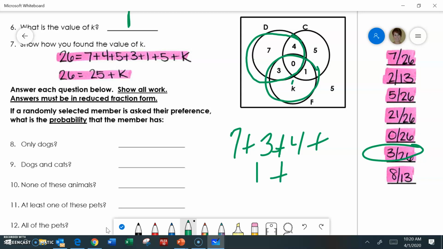and then obviously K we found earlier was 1. So that's 10, that's 14, that's 16. So that would be 16 out of 26. And then that reduces to 8/13.